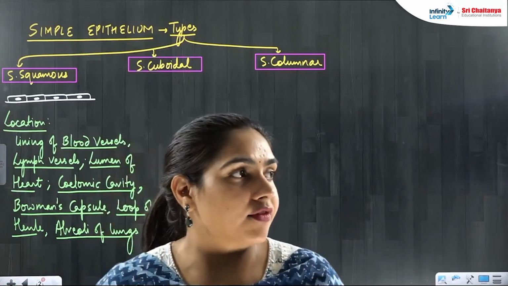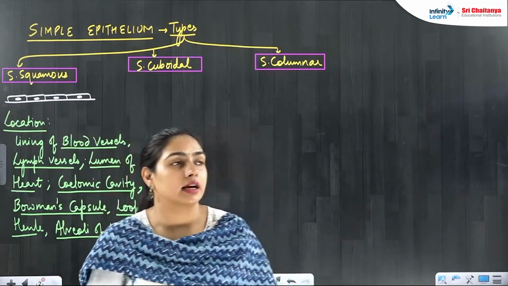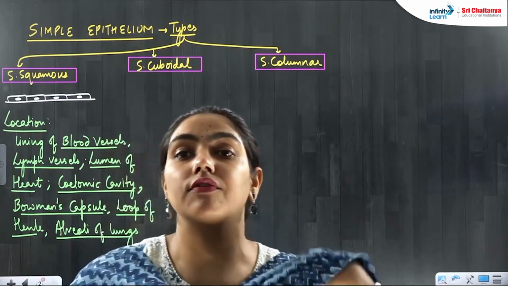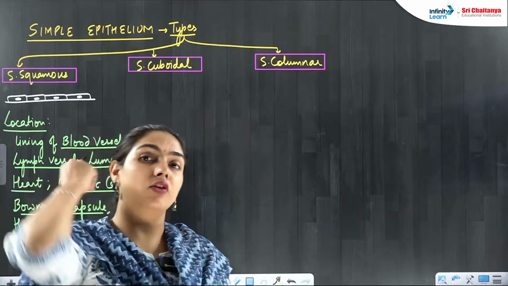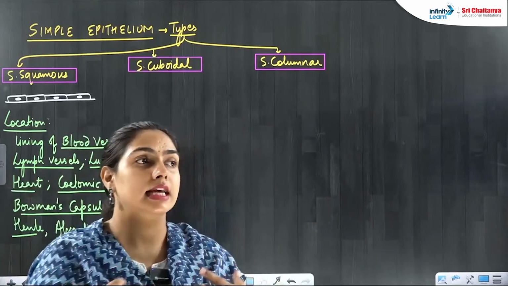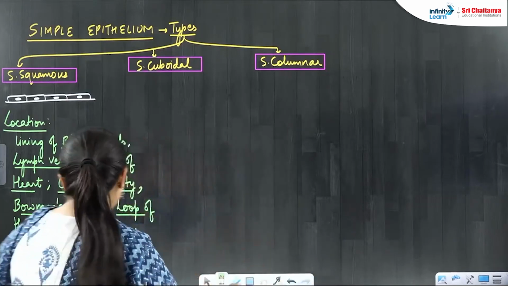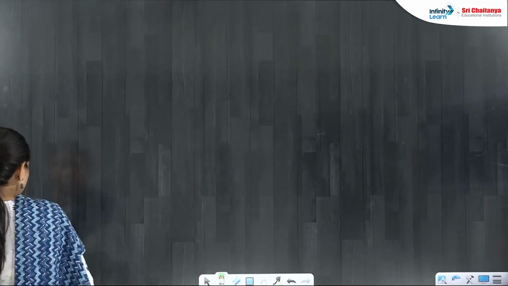Yes, nephron. Many people are giving the correct answer. Loop of Henle and Bowman's capsule are parts of the nephron. Alveoli are present inside your lungs. So you can remember it like this.